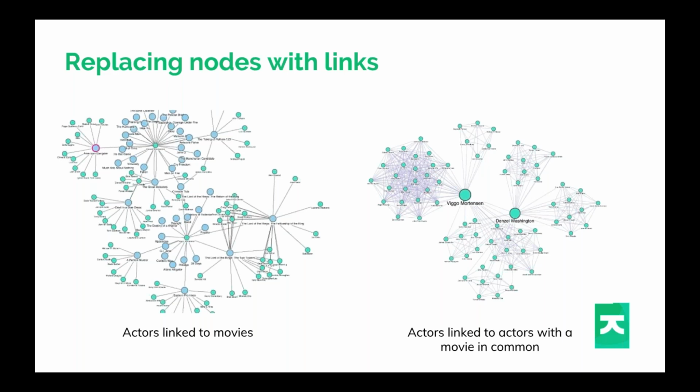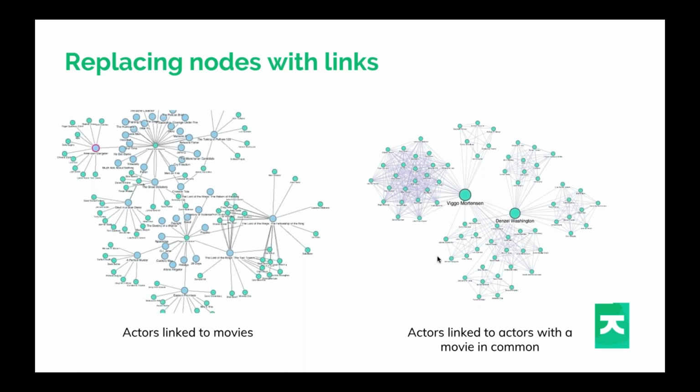There's other things you can do too that are more advanced. I'm going to show some demonstrations of all of these, but one idea that you might not have thought of is replacing nodes with links. In the example on the left, we have blue nodes are movies and green nodes are the actors in those movies. So you have actor is in movies, movies contain actors, and so on.